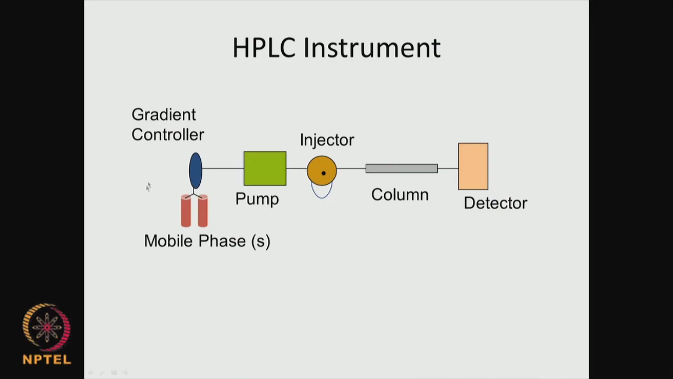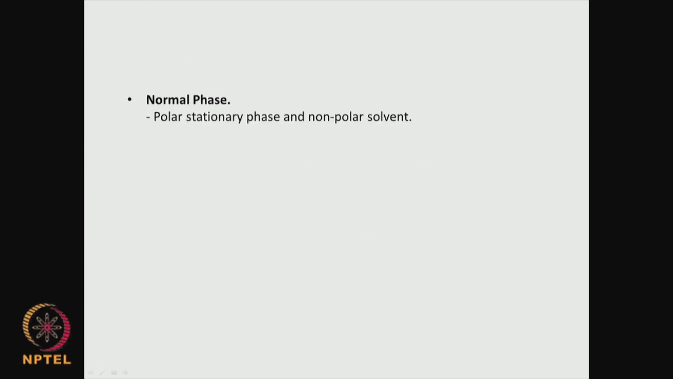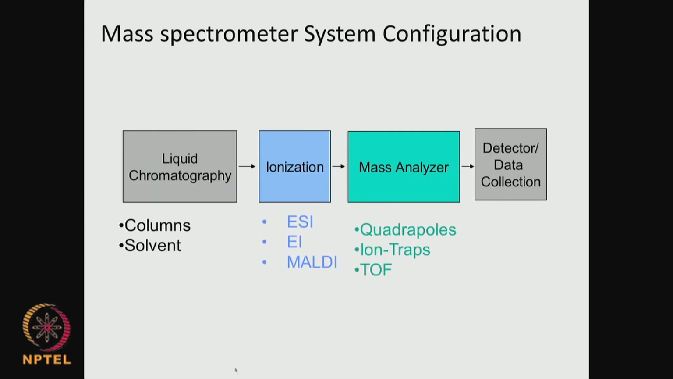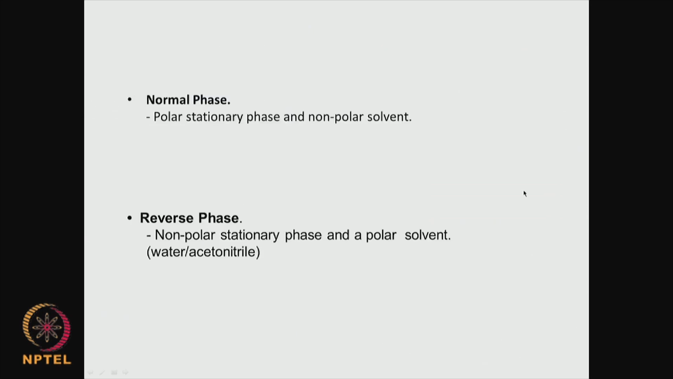So typically the HPLC instrument will look like this. We have a column where you have the stationary phase, we can inject the sample here. The mobile phase could be one single solvent or it could be many solvents, and then it is pumped inside and it goes here to the detector after the separation. The detector could be your mass spectrometer, which I showed you before. This whole thing, the detector could be mass spectrometer.